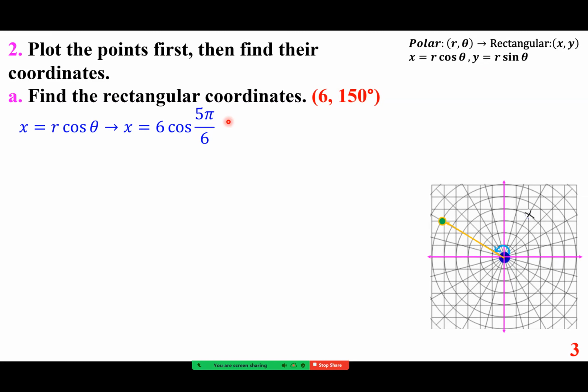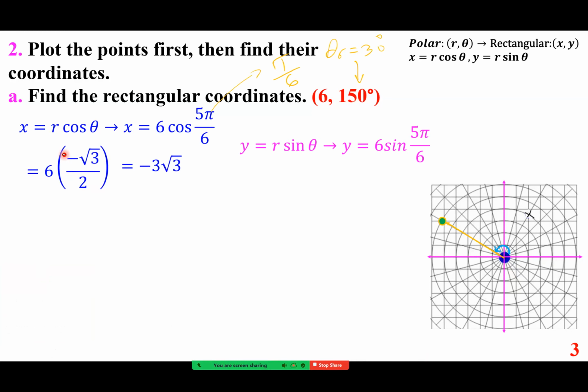Now, the 150 degrees or 5 pi over 6, the reference arc is 30 degrees or pi over 6. So cosine is the same as cosine of pi over 6, which is square root of 3 over 2. However, this is in the second quadrant, which makes it negative. So 6 and 2 cancel each other. You get a 3 at top. So negative 3 square root of 3 is the final answer.